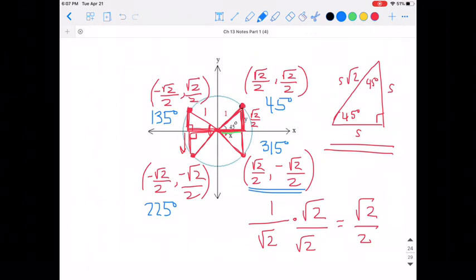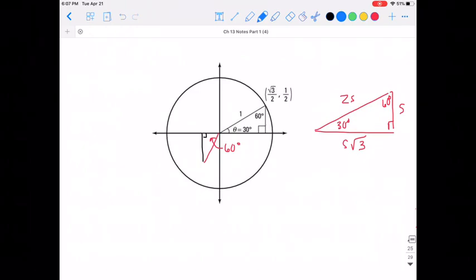We can use similar rules with a 30, 60, 90 triangle. So our rules for 30, 60, 90 are a little bit different because our two sides are not congruent. If we have a 30, 60, 90 triangle where the hypotenuse is 1, our shorter side is going to be 1 over 2. And our longer side, which is opposite the 60-degree angle, is going to be radical 3 over 2. Which makes our x value, or the cosine of this angle, radical 3 over 2, and the sine, or the y value, 1/2.